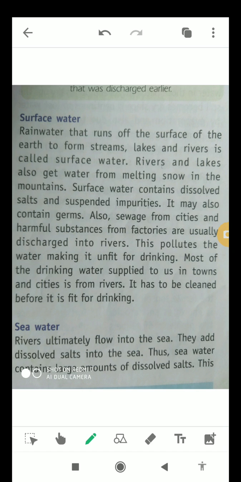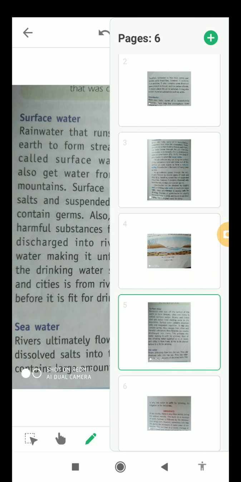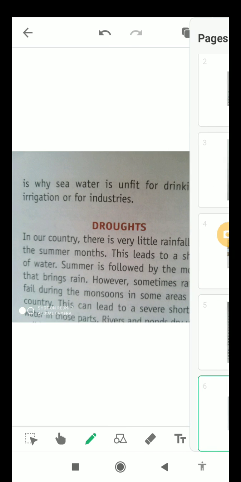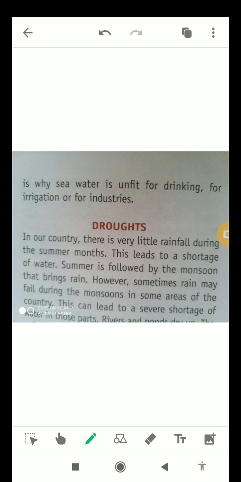Okay students, now the next type of source of water is seawater. Rivers that ultimately flow into the sea, as we all know, add dissolved salts into the sea. The seawater contains a large amount of dissolved salts. This is why seawater is unfit for drinking and also for irrigation or for industries.